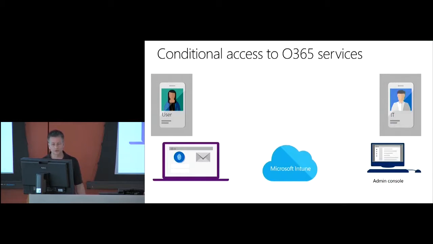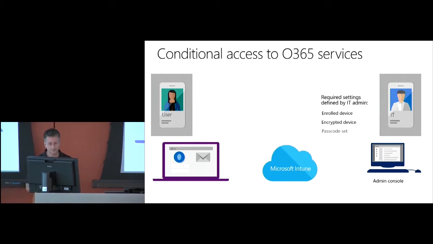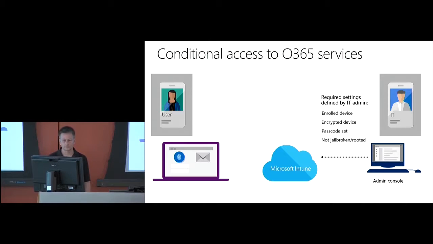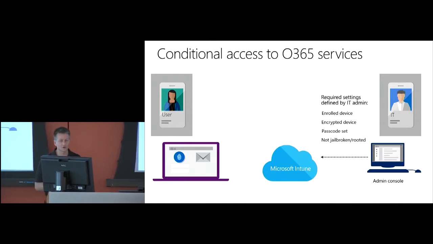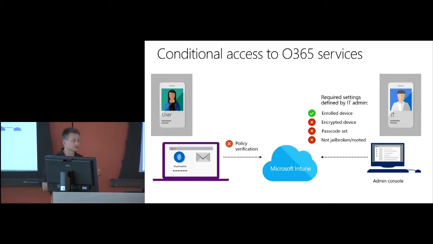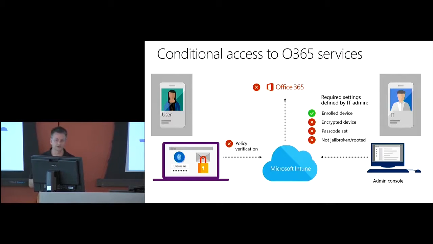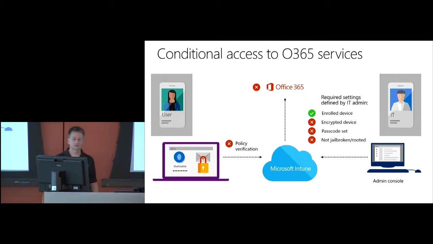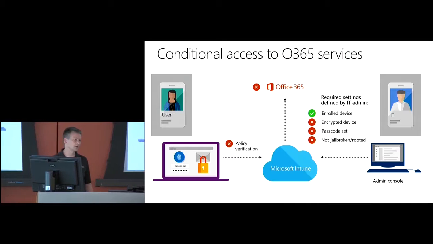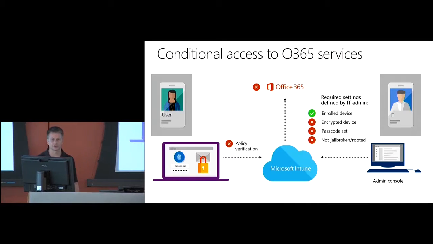Okay, so how does it work with O365? The admin is going to set up a policy that says this device must be enrolled, it must be encrypted, must have a password set, is not jailbroken. User then logs in, tries to connect to one of those online services. It's going to say that, oh, this device is not encrypted, it doesn't have a passcode, and is jailbroken. We are not going to allow you access to Office 365.